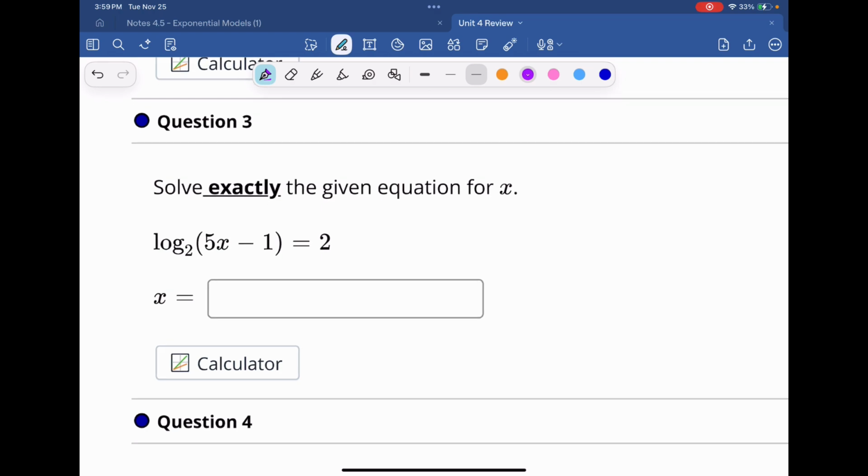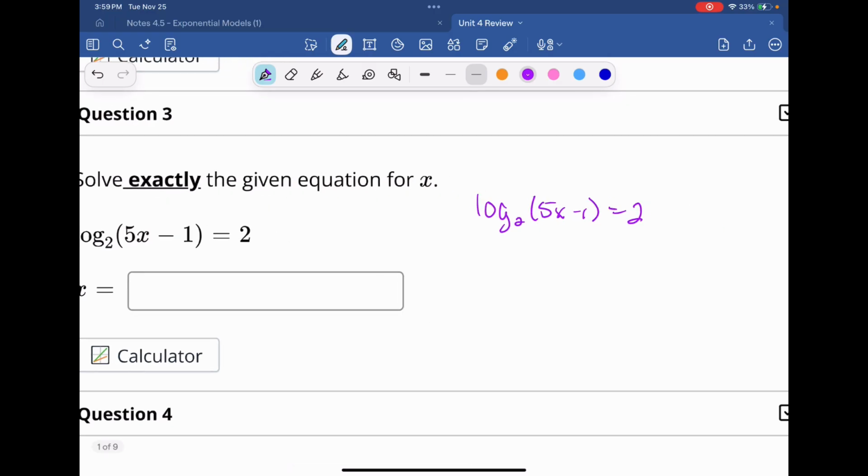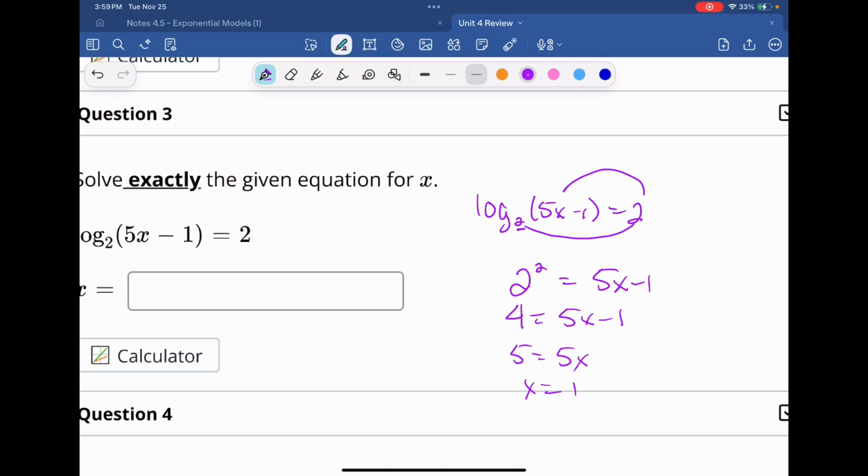Okay, solve exactly. You're going to rewrite it as an exponential. So base, loop, exponent, loop, equals. So add 1, divide by 5.